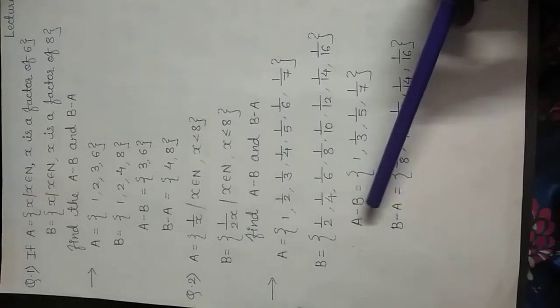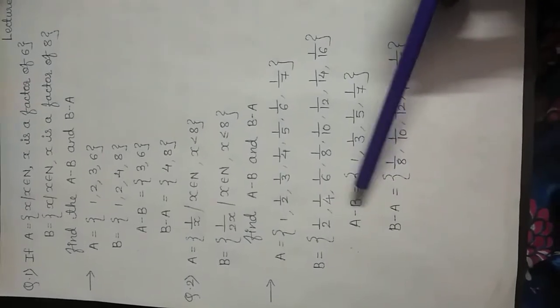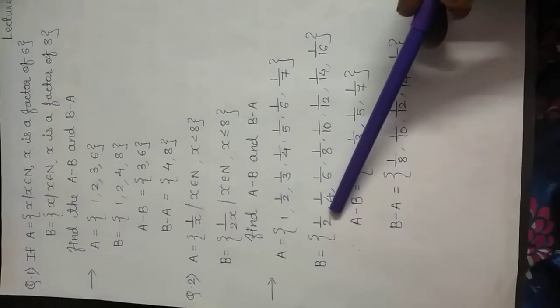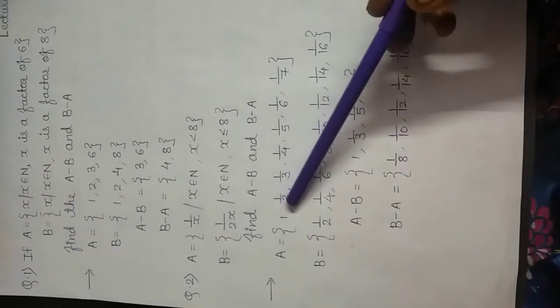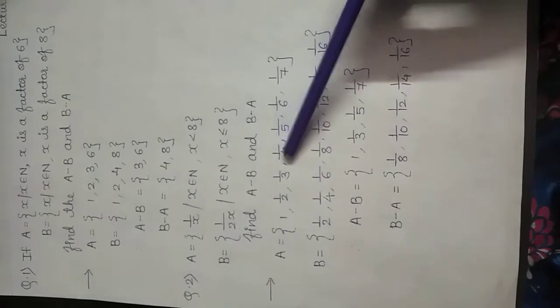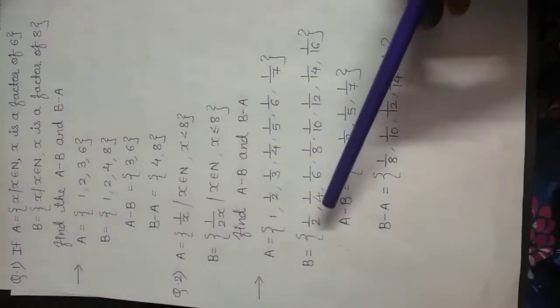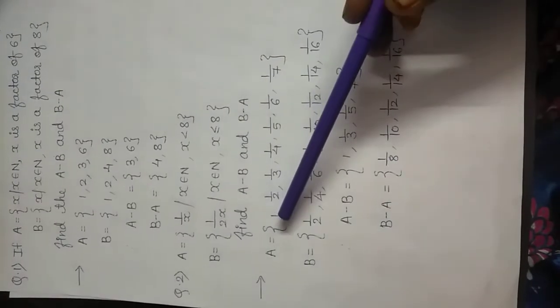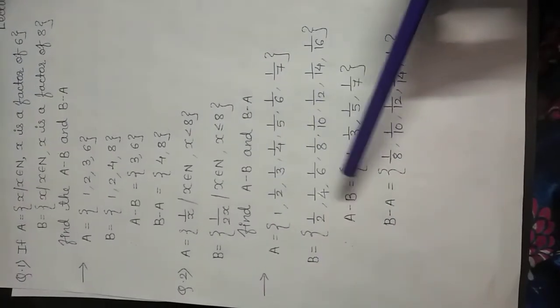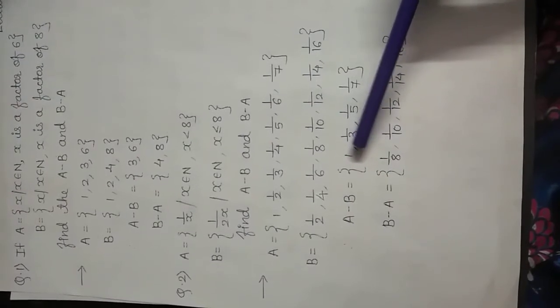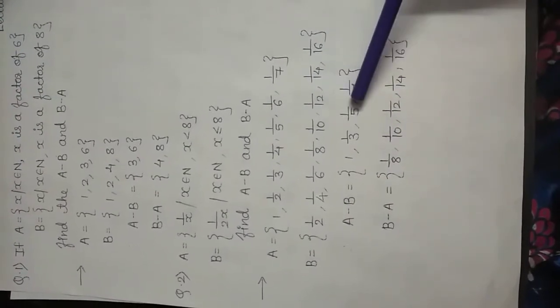Now here also, for finding A minus B, from set A, we will remove the elements of set B. So we will remove 1 by 2, then we will remove 1 by 4 and 1 by 6, because these three elements are here in B and the remaining elements will be there in A minus B. So we have A minus B as the set containing elements 1, 1 by 3, 1 by 5, 1 by 7.